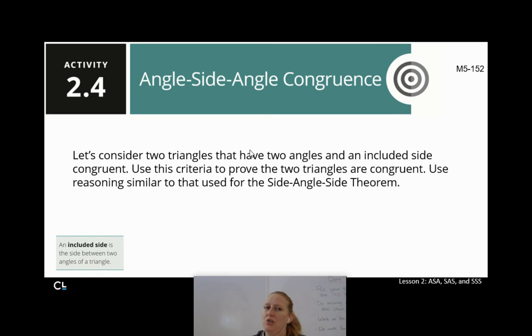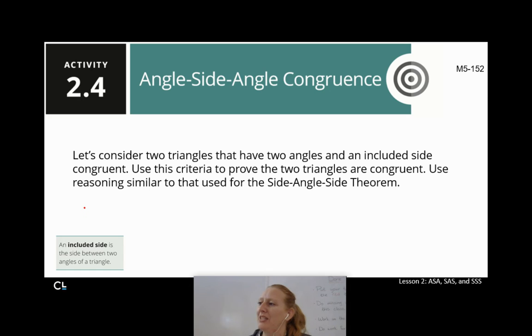Angle, side, angle congruence, over on page 152. Let's consider two triangles that have two angles and an included side congruent. We're going to use this criteria to prove two triangles are congruent. It's very similar to side, angle, side, but notice it's now angle, side, angle. You know what this means.